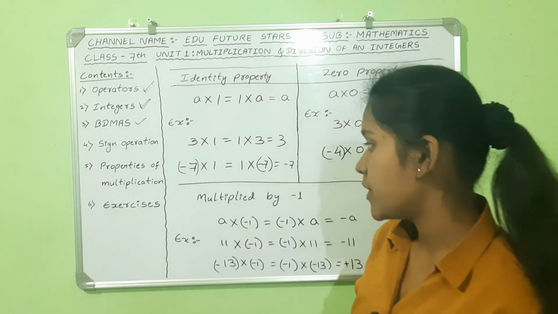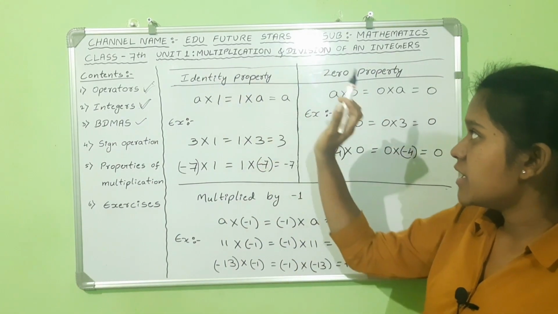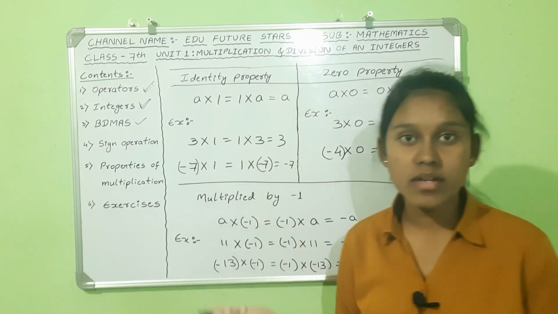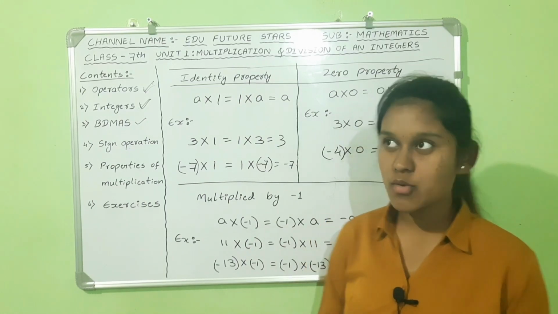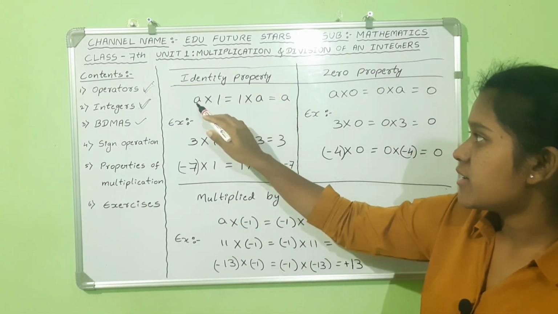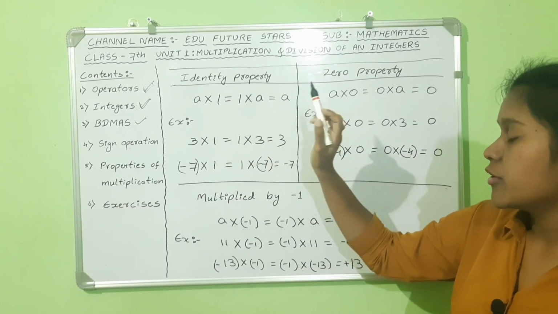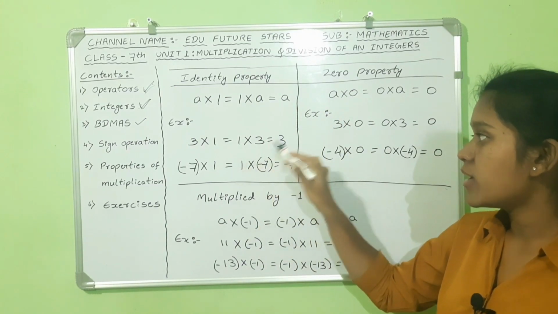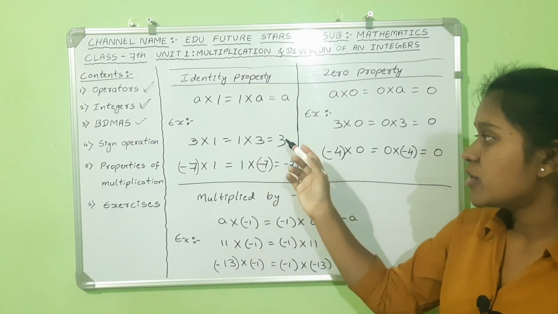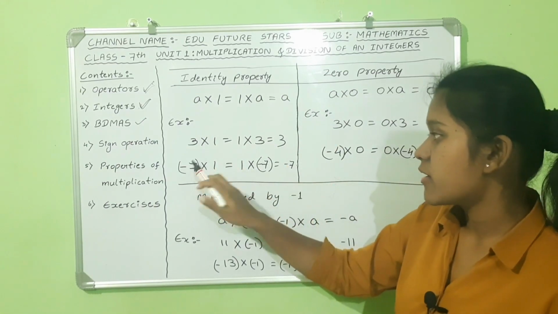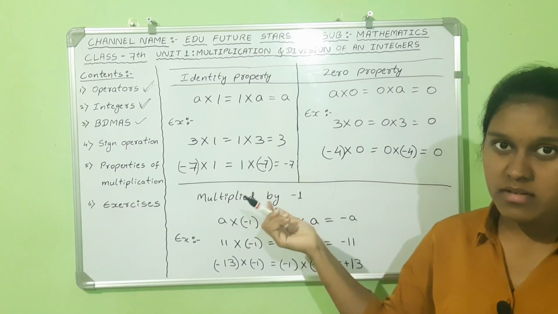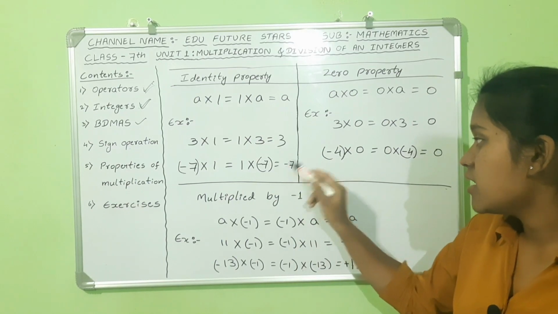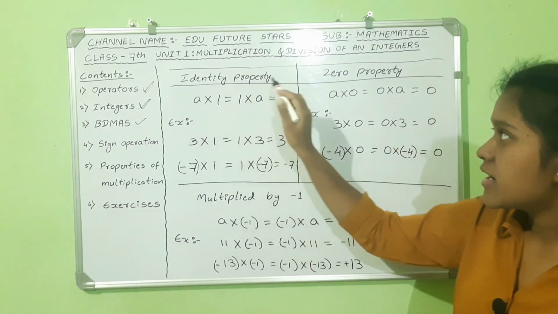So this is also another property. In identity property, identity indicates that when you multiply any number with 1, the result will be the number itself. See here, A into 1 is equal to 1 into A. It will always be A. Let's see an example. 3 into 1 is equal to 1 into 3, which will always be 3 only. So the number itself we will get. Here I am taking a negative value, that is -7 multiplied with 1, and here also 1 is multiplied with -7. So we are getting -7 as the result. That's what identity property tells.